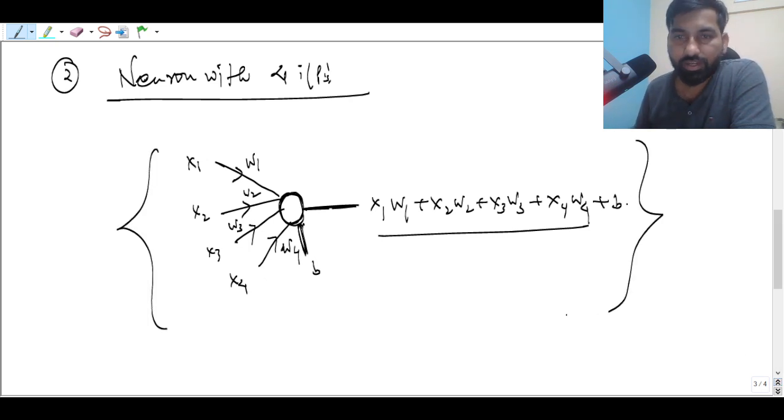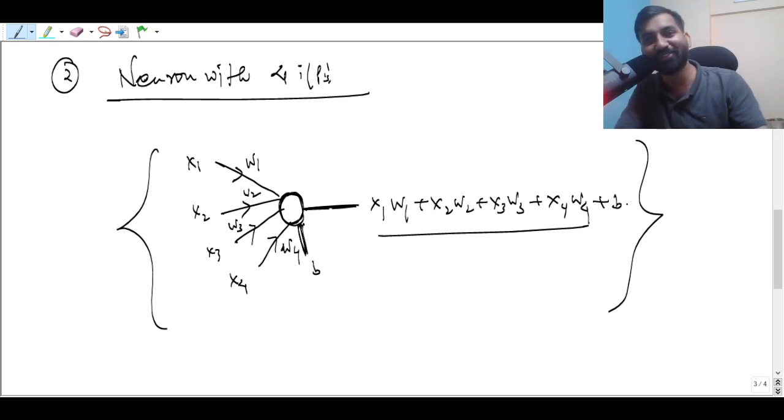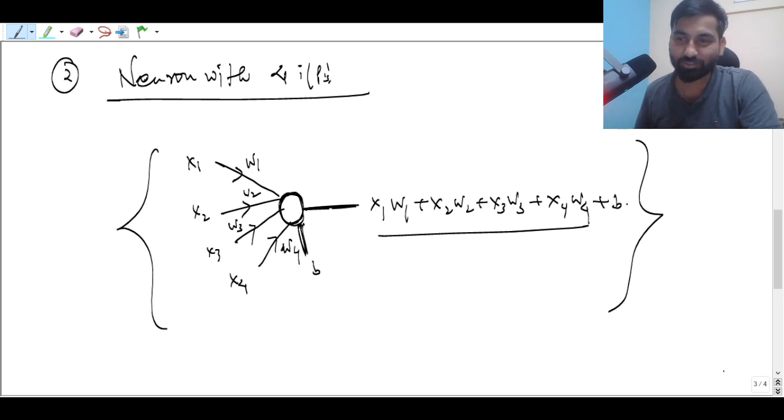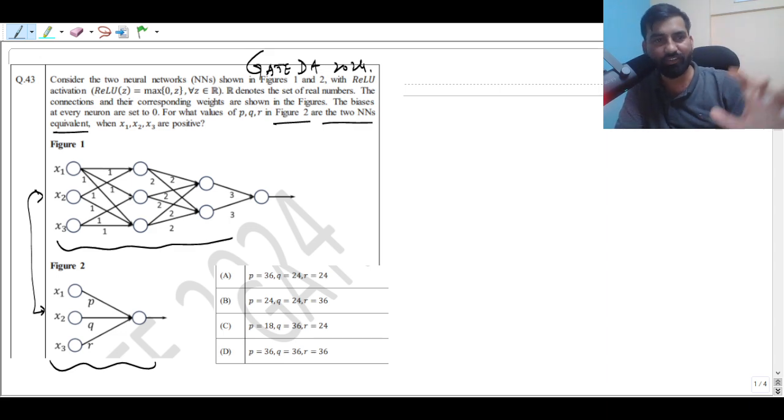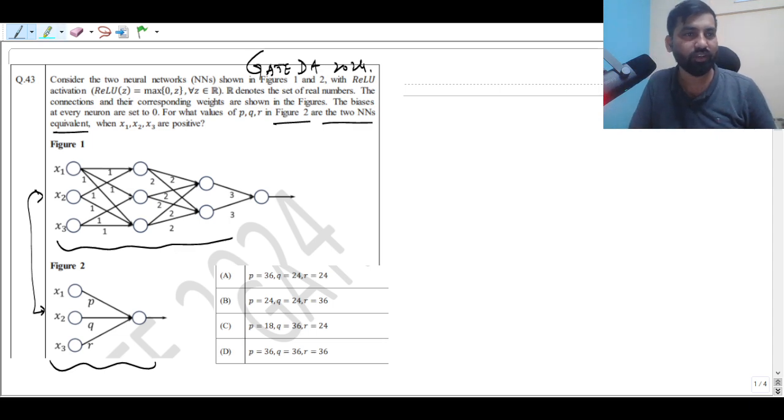If you know the artificial neurons, you can solve this question. I'm just going to solve it for you. Let me come back to the question. Read the question again. We have got these two neural networks and we have to make them equivalent, I mean, both neural networks are the same. So you have to simplify first of all.